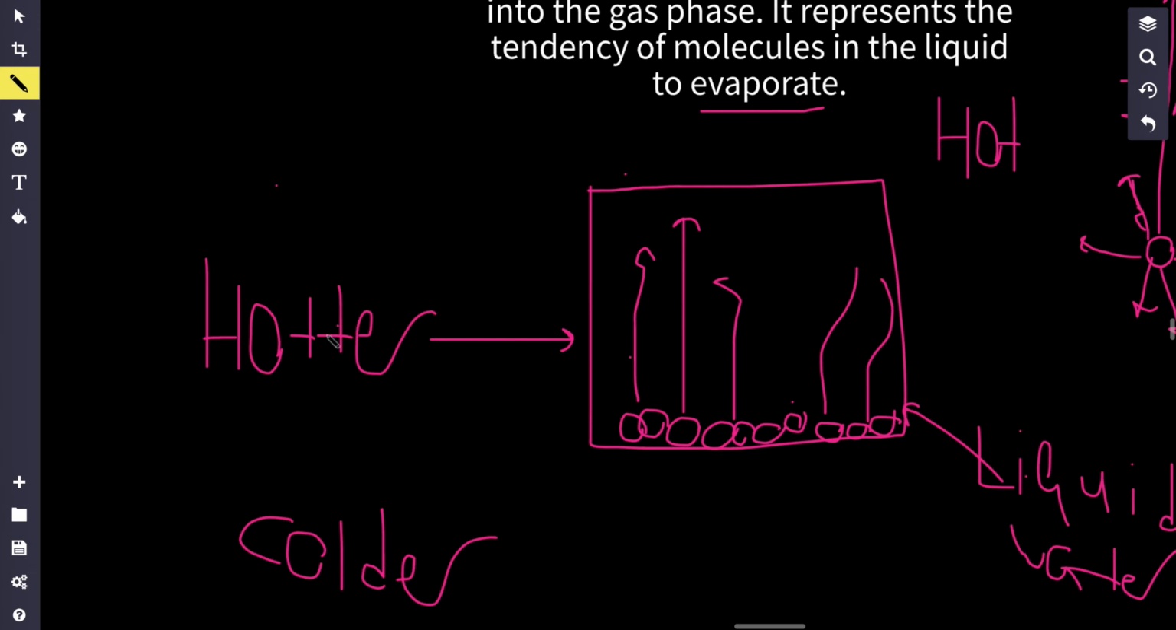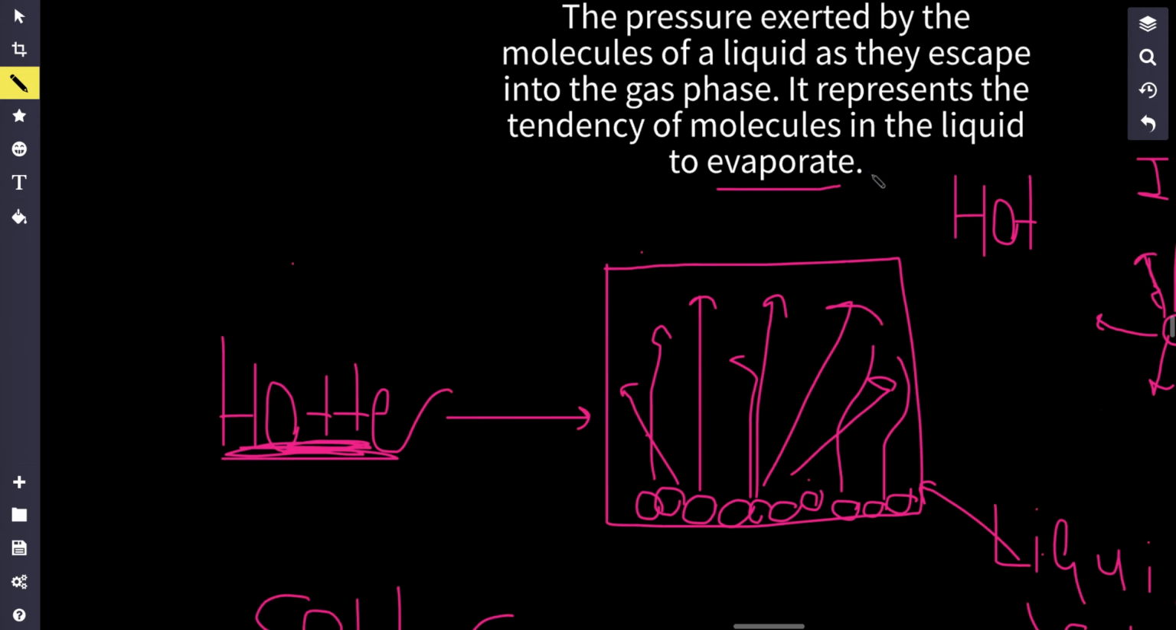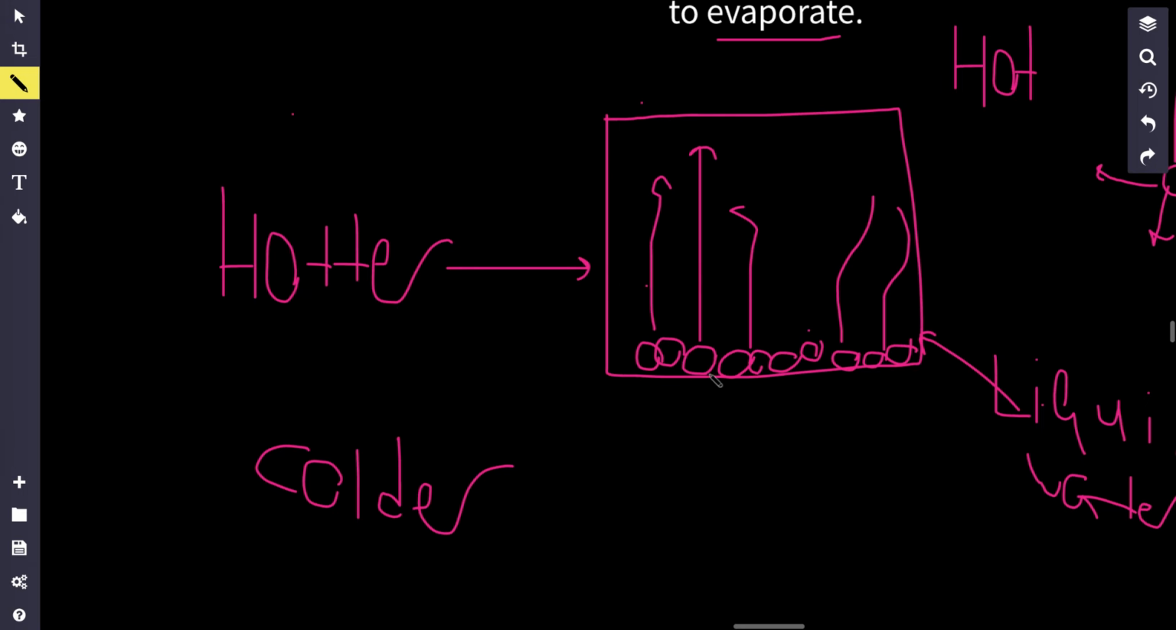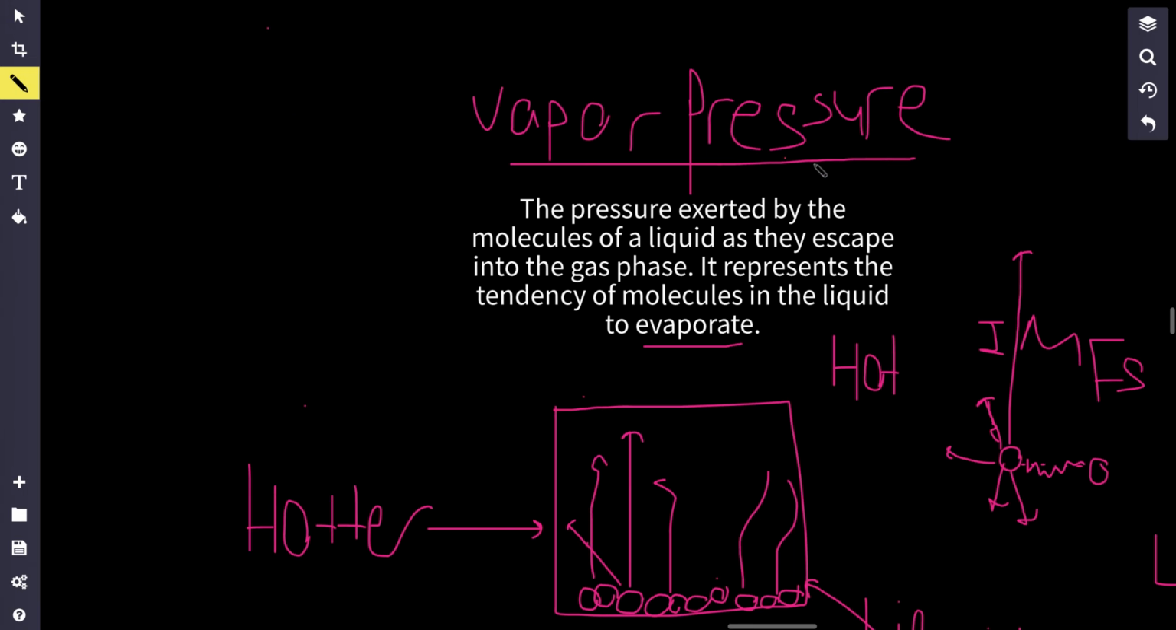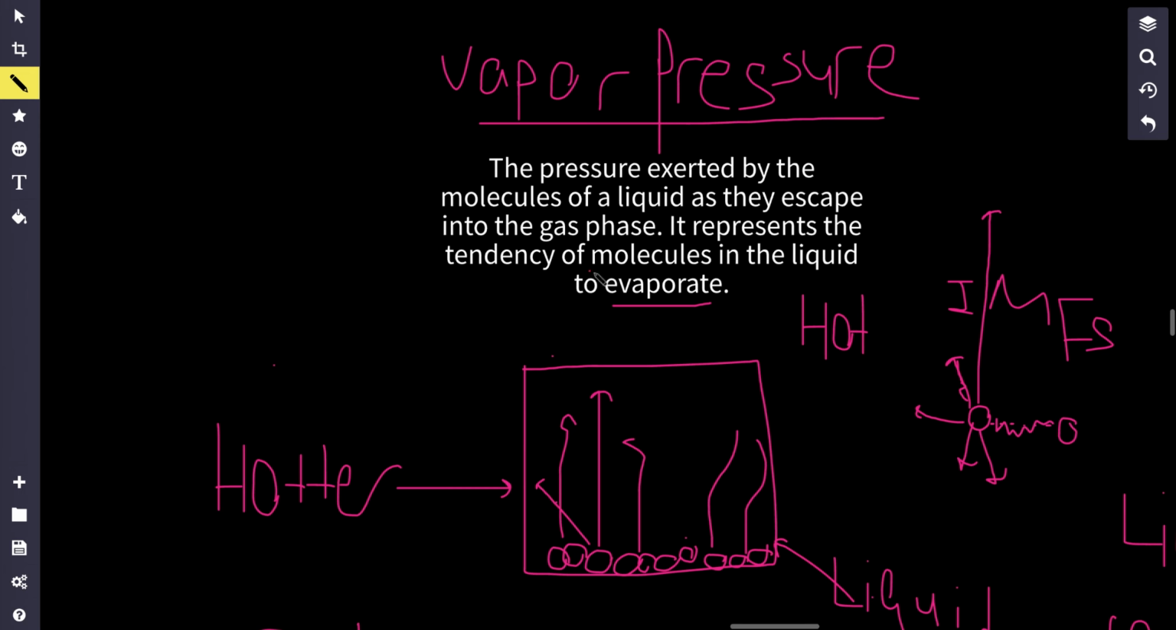And it turns out that the hotter the container is, the more molecules are going to evaporate. Therefore, more molecules are going to hit the wall, and it's going to lead to a higher vapor pressure. If it's colder, not as many molecules are able to evaporate and hit the wall. Therefore, the vapor pressure is lower. So vapor pressure gives insight on the tendency of molecules in the liquid to evaporate.